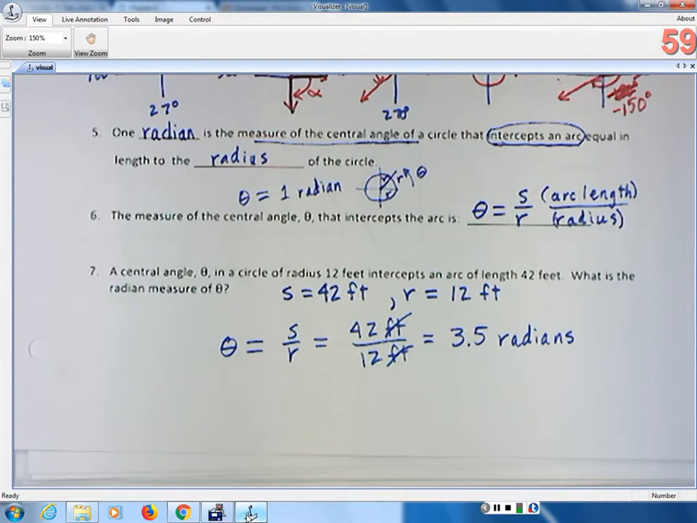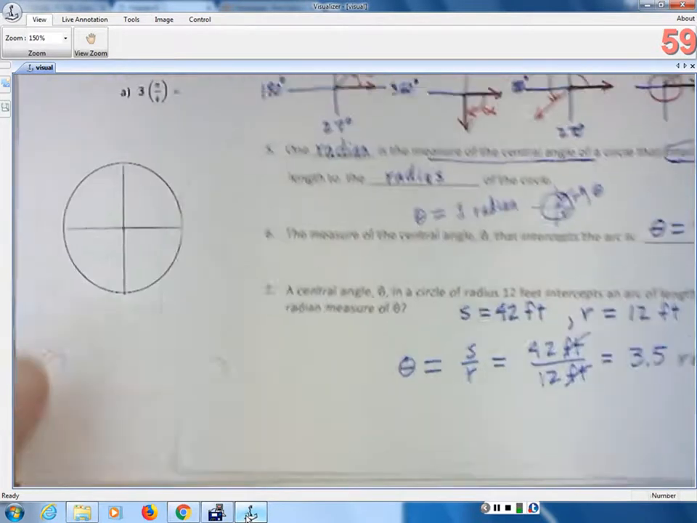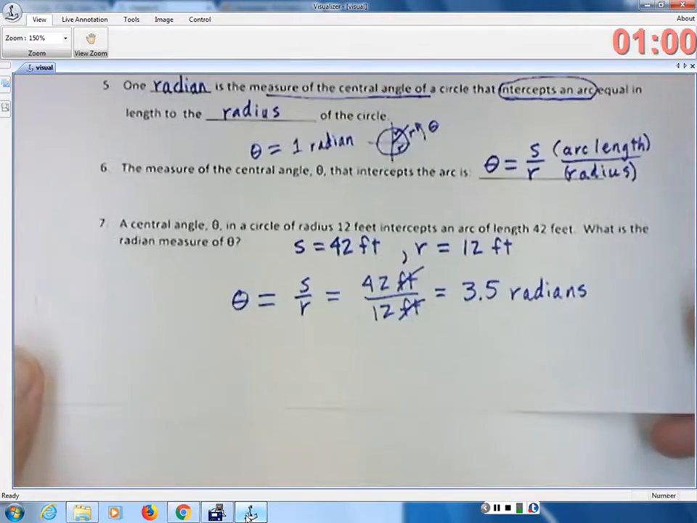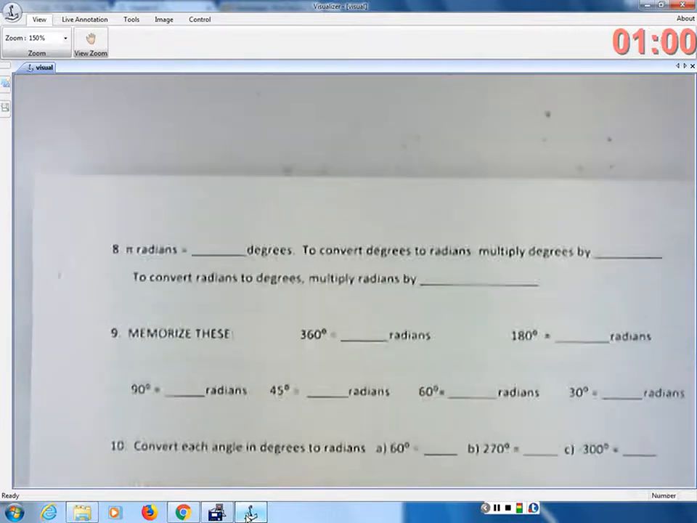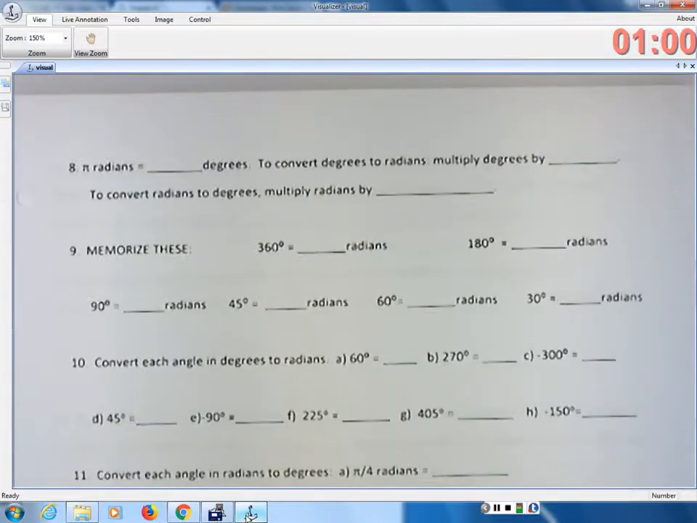We're going to keep going. All right, any questions? So it's a lot to memorize, but you've got to practice this. You've got to memorize this stuff.